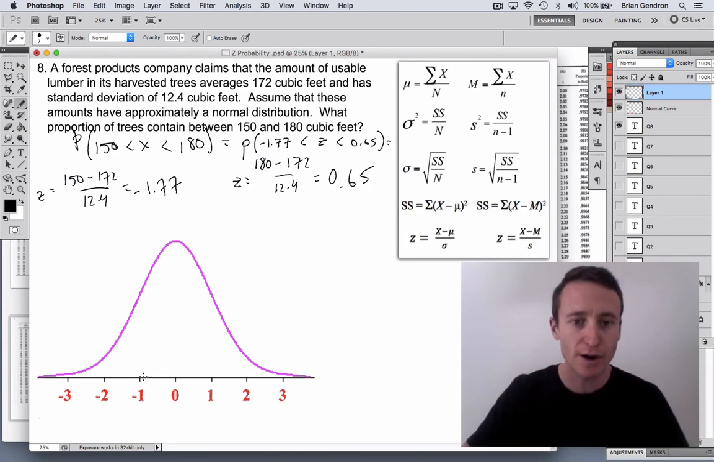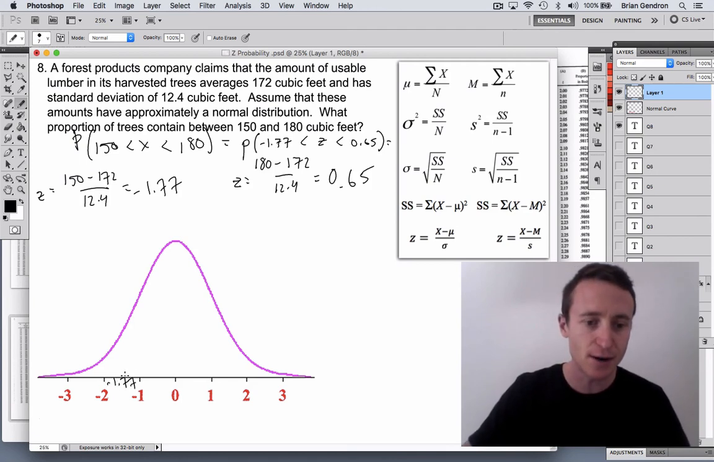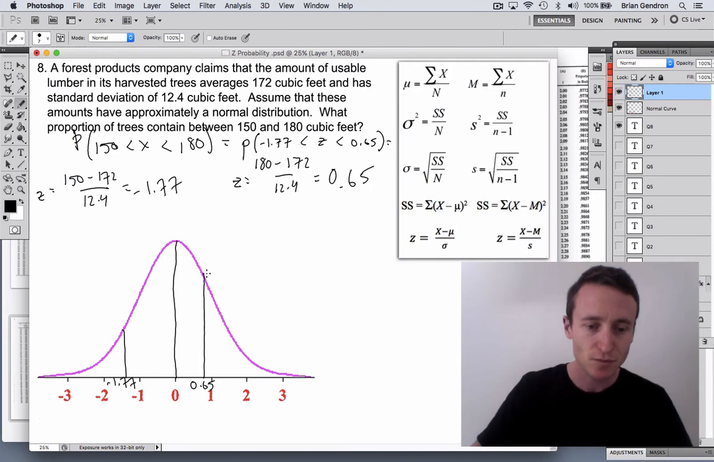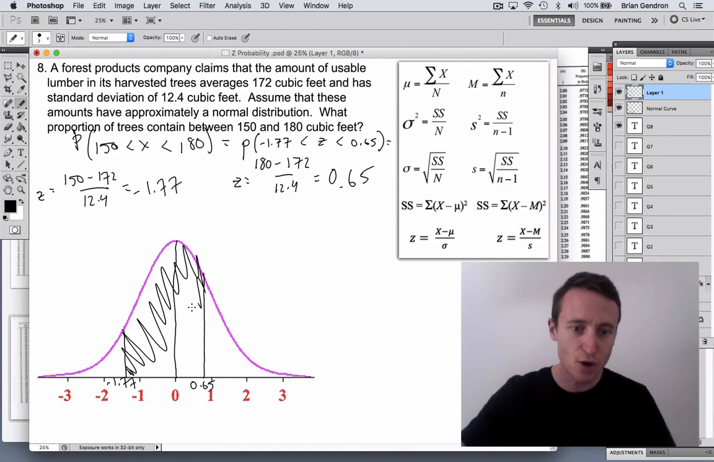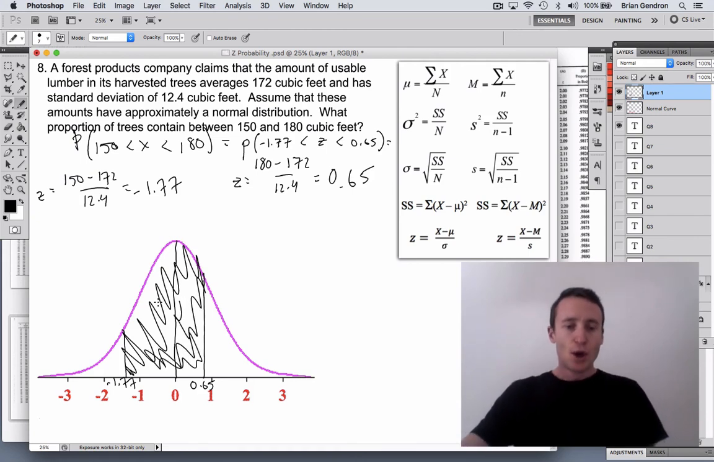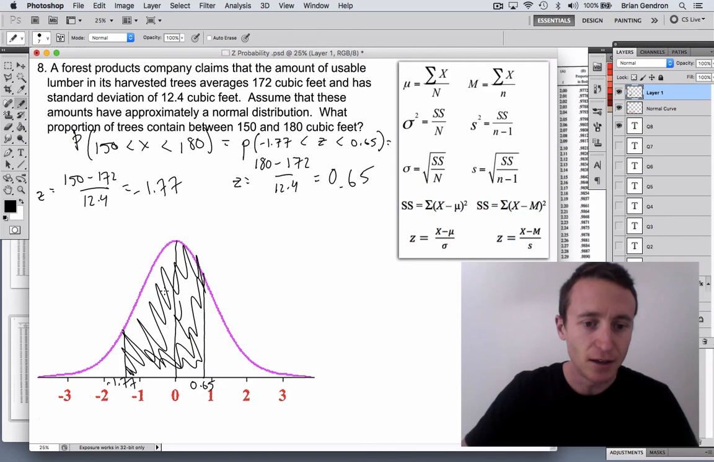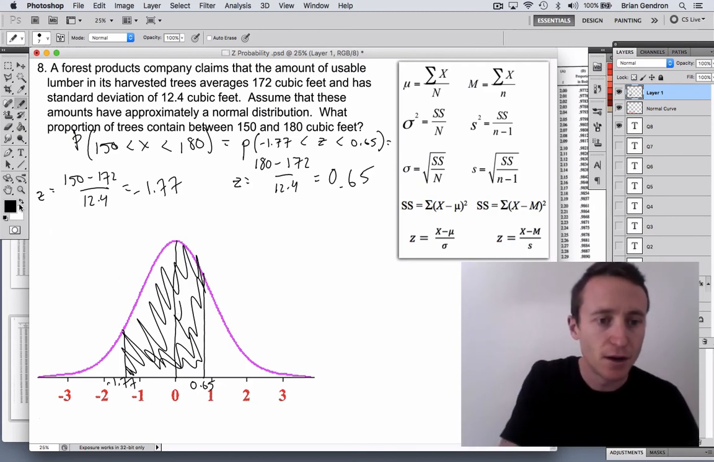But now we have two to worry about. I'm not too worried, though. I think we can all handle it. Put this first one, negative 1.77 here. And then I'm going to put this line in the middle, the 0, because over here I have another z-score, positive 0.65. And I want to know about everything in between those two values. But this is not the body, this is not the tail. We have this middle section, and here's how we're going to solve this problem.